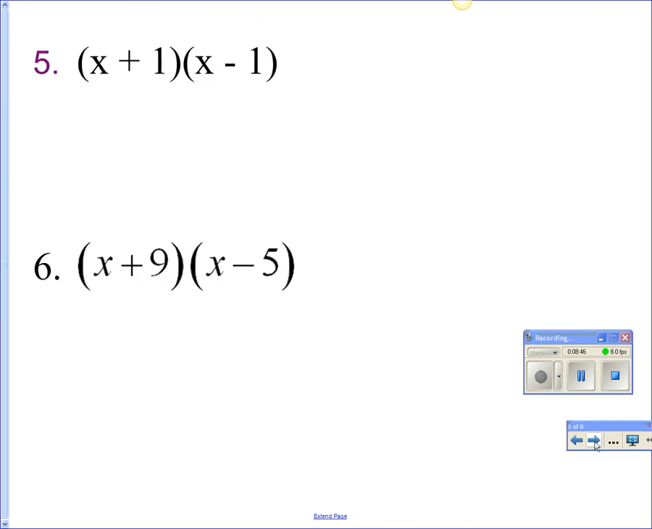Number 5, x plus 1 and x minus 1. All right, Dylan, what am I going to do first? Which is? Very good. Dylan. Ethan H., what do I do next? Very good. Okay, so that's my top claw. Now I'm done with the top.